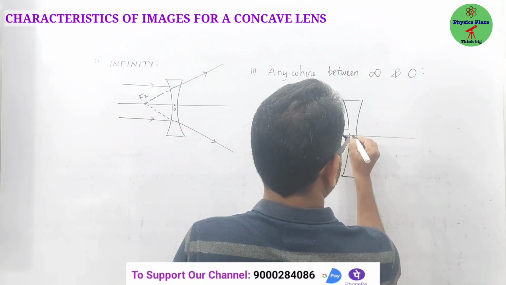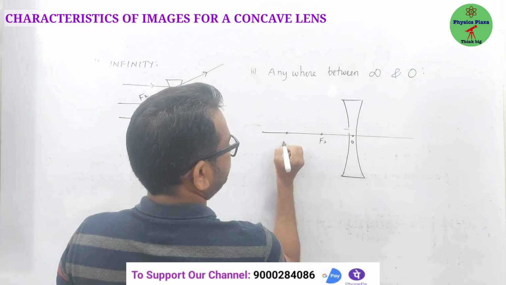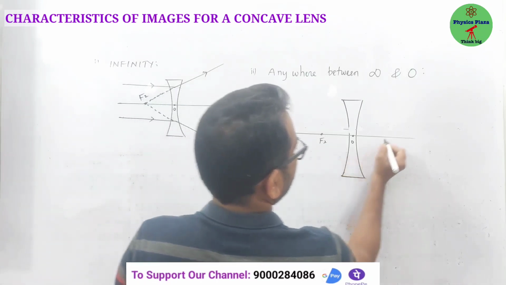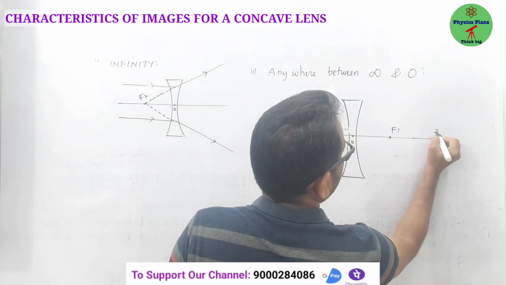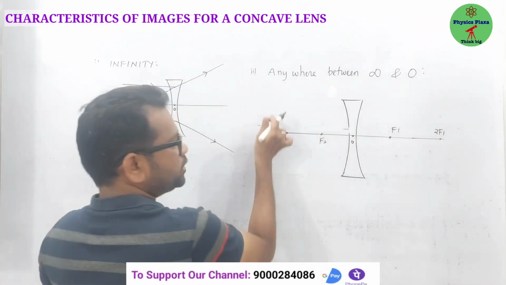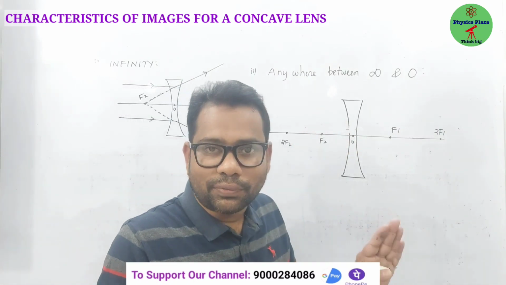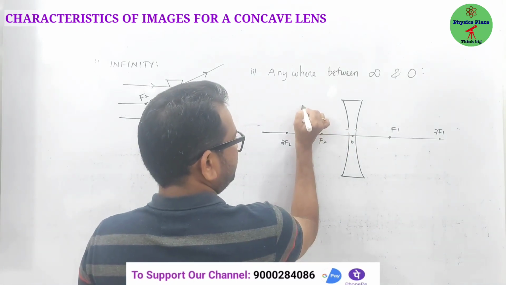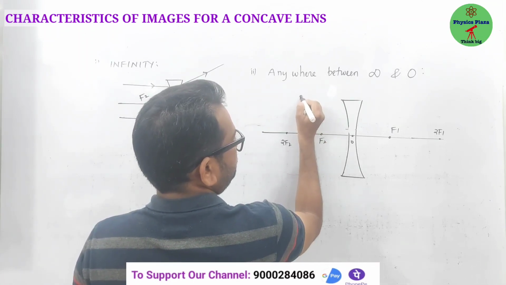So here is the optic center. Let us say this is F2, this is 2F2, this is F1, and this is 2F1. Whether you place the object here or here, nothing makes a difference. Okay, now suppose let us take the object here, it is AB.